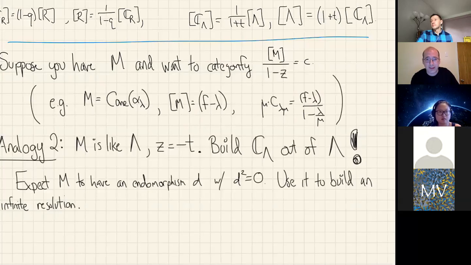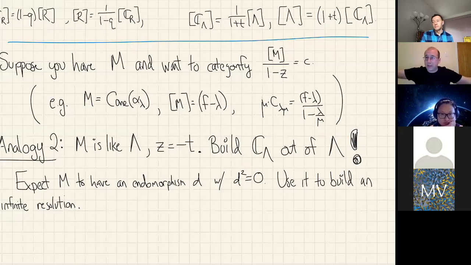But there's Koszul duality, which means that there are always two sides to every coin. So now let's think about it from the other perspective, the perspective of the exterior algebra. If we want to categorify M over 1 minus Z, M should now be the free module over the exterior algebra, and C should be the trivial rep. So M is like the free algebra, and we're trying to build C, the trivial rep, out of this. How do we build the trivial rep out of the free module?